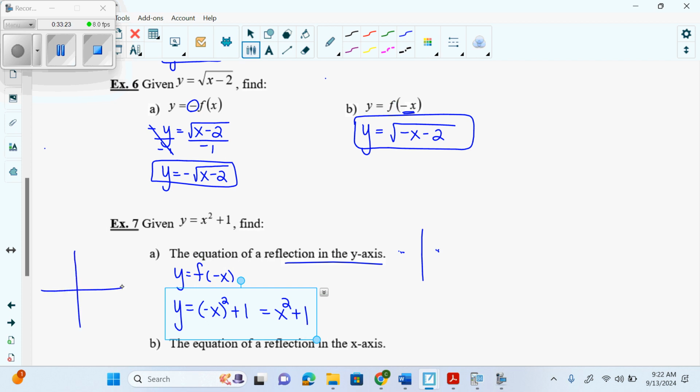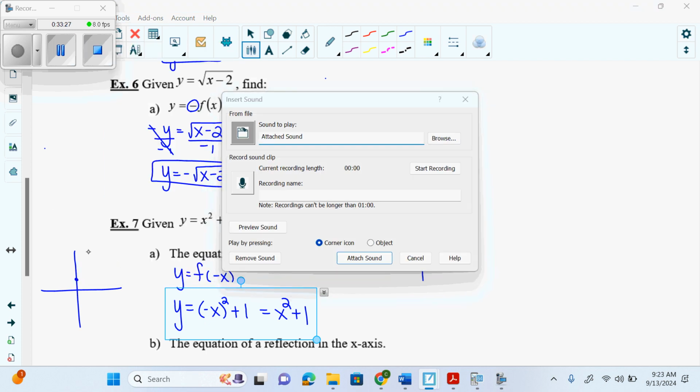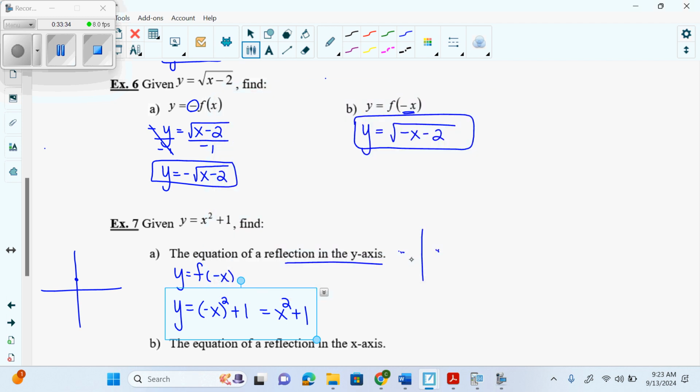Well, the equation x squared plus 1 actually has a vertex at 0, 1, and it goes, stop it, and it's symmetric. Nope. Come on. I don't have time for you. Do not. I don't want to insert sound.